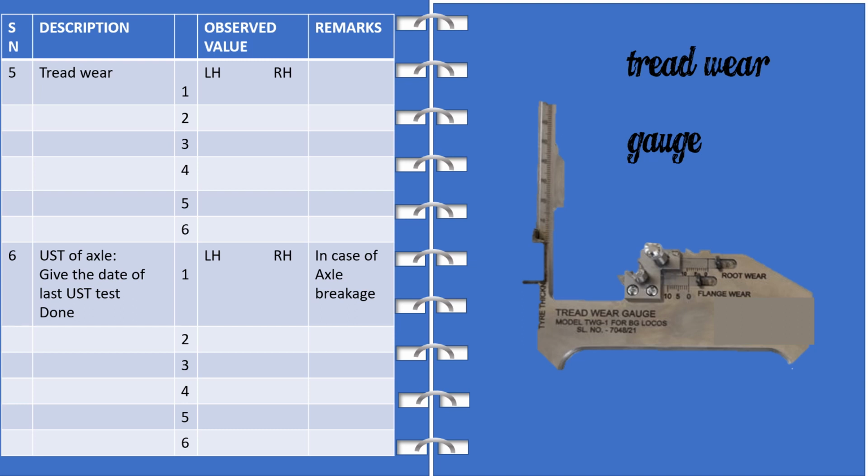Serial number 5 is tread wear, and 6 is UST, ultrasonic testing of the axle, and this is another gauge which gives tread wear, flange wear and the root wear. So this is a combined gauge, we call it the tread wear gauge, but we can take these 2-3 parameters here itself. So 1, 2 and 3.